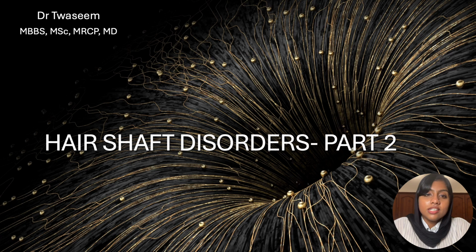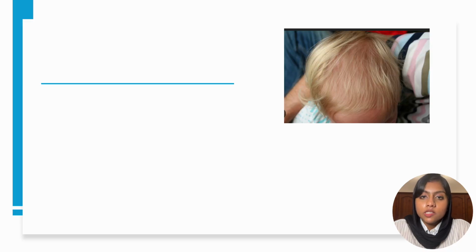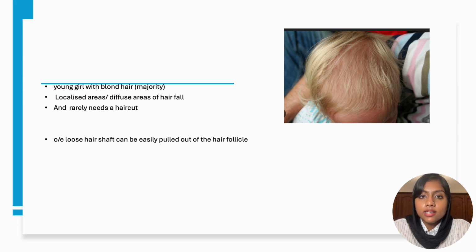So let's get started. A girl child is brought to you by her parents with complaints of diffuse hair loss. They also complain that her hair doesn't grow long enough for a haircut. So, let's try a hair pull test first. That seems to be positive in this case. So, let's take that hair for a microscopic examination.